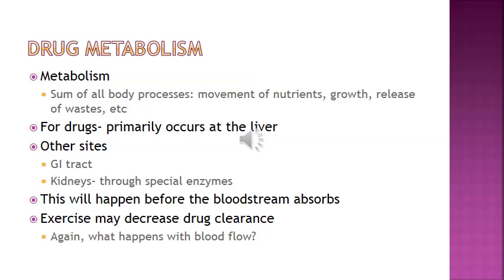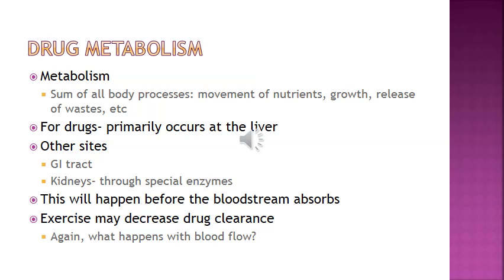So this will take us to another portion of pharmacokinetics, drug metabolism. When we look at metabolism in the body, whenever we refer to that, it's basically the sum of all your body processes. So it's the movement of nutrients, its growth, its release of waste, etc. Metabolism in and of itself is a very complex process throughout the body. And as far as drugs are concerned, we look at some of the different changes that are going to occur to the drug as it's circulating throughout the body.